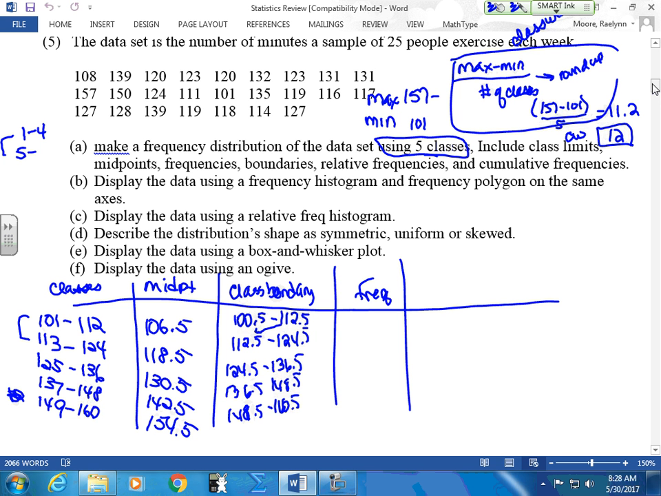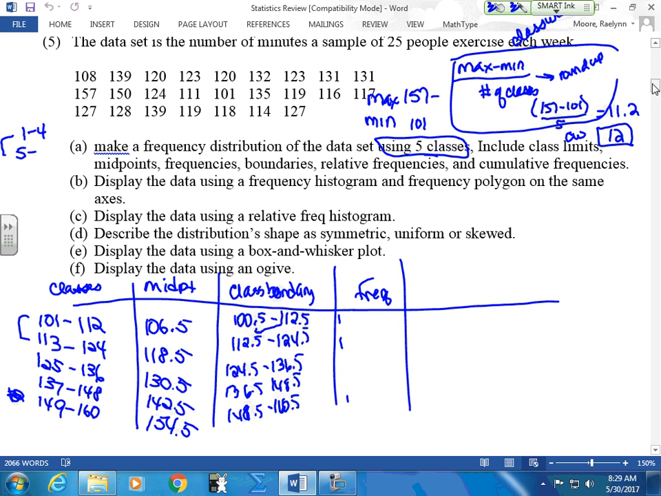I have 108. Where does 108 fall? In my first one. We're going to do tick marks all the way through. Where does 139 fall? In this guy right here. Where does 120 fall? In this guy right here. Remember doing your tick marks? No. I don't remember either. You don't either? No, seriously. How do you put these into these groups? Okay, so how do you put these into these categories?